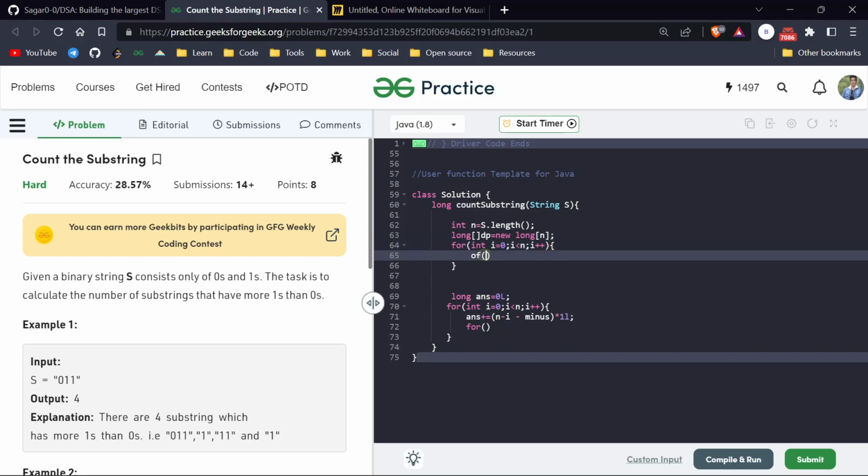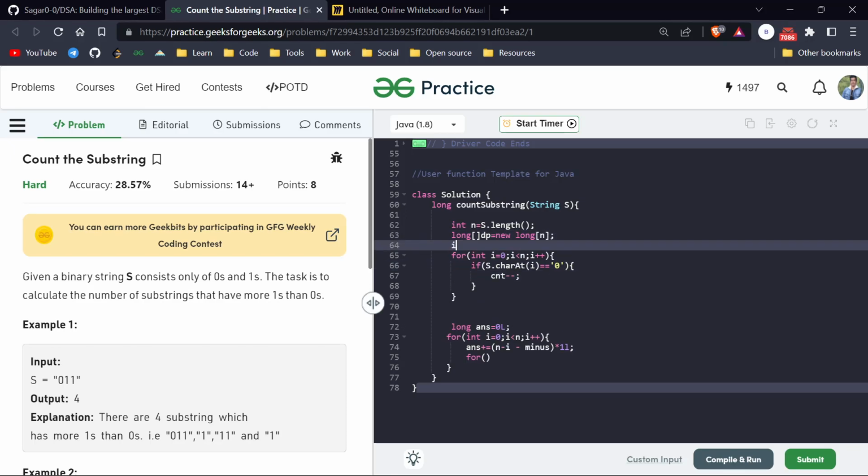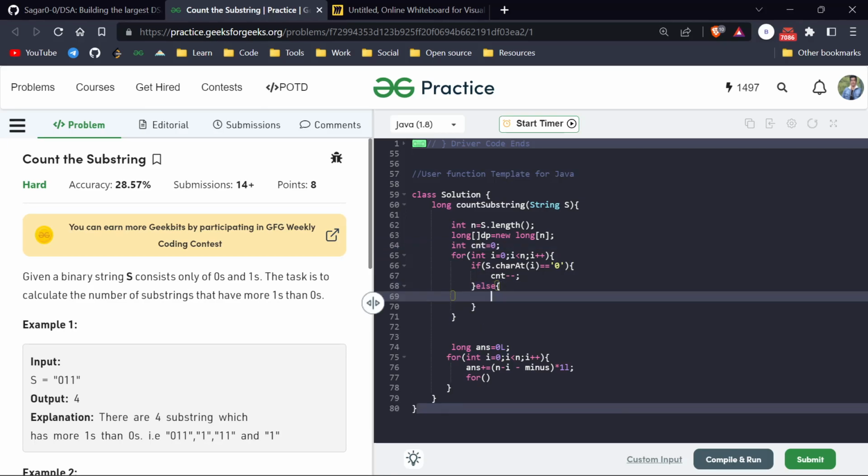And if s dot char at I equal to 0. So if it is 0, then we will say count minus minus. Okay, we also have to take a count here. So I will just create a count that will be initially 0. So else if it is a 1, then we will say count plus plus. So that is a basic thing.